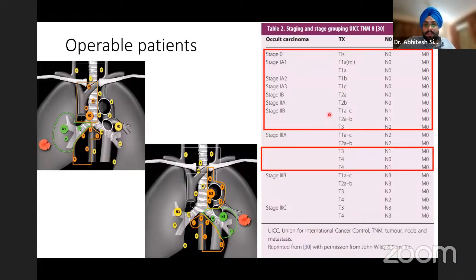So which are the operable patients? N0 and N1 disease are the operable patients. N1 are mainly the hilar nodes, and N2 are the ipsilateral, paratracheal, and paraesophageal nodes. N3, any nodes beyond that, upper cervical nodes are always N3, and any contralateral mediastinal nodes. So those are the contralateral hilar nodes or the contralateral paratracheal nodes. Those are the N3 nodes.